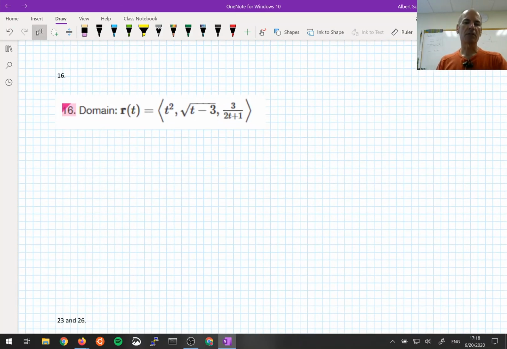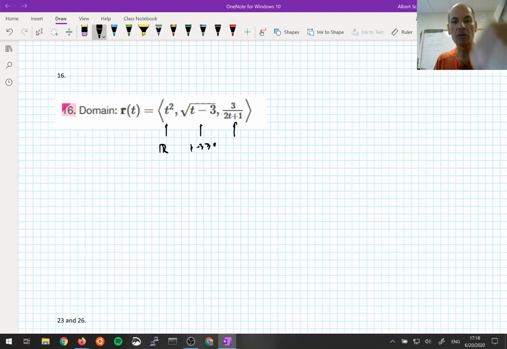Let's talk about 16. So the domain of a vector-valued function is really just the largest possible collection of t-values that you can plug in. And you usually want to write this as a collection of sets. It's going to be the intersection of the maximal domains of each of the 3 components. So in the first component, we can use any real number. In the second component, we know that t minus 3 has to be greater than or equal to 0. Put another way, t has to be greater than or equal to 3.